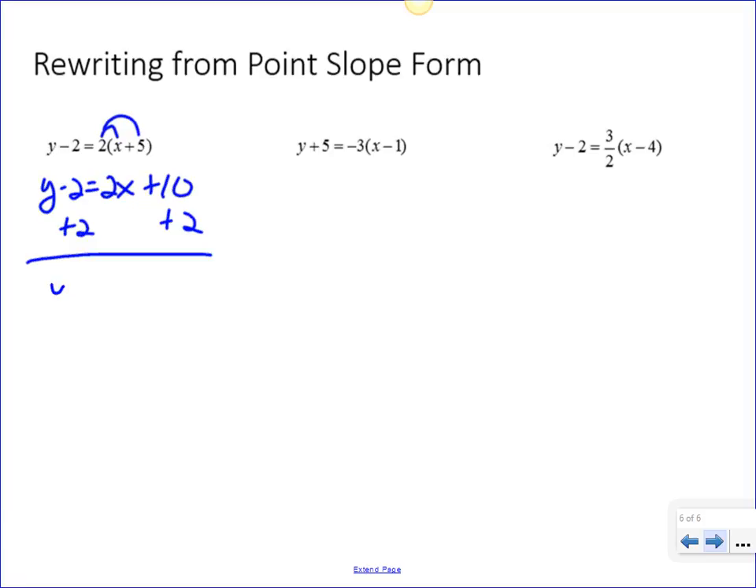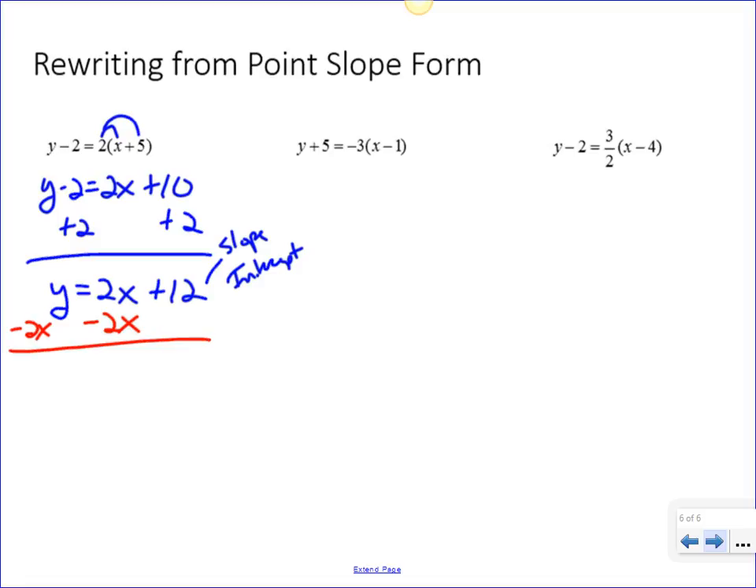And once I have it then in slope-intercept form, then I can just think about what I did on the last slide, which was moving the x's to the other side. So once you get it into slope-intercept, I then get it into standard form by moving the x's to the other side. So minus 2x from both sides, and you'd have a negative 2x plus y equals 12. Now I got it into standard form. Okay, so I'm going from point slope into slope-intercept and then into standard.